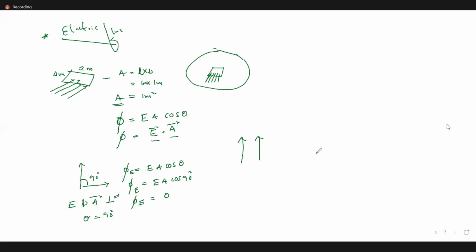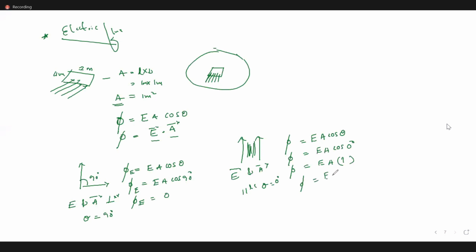Next, let me take the electric field like this and the area vector also like this. Through that, the maximum number of electric lines can pass through this area, right? So phi E is equal to EA cos theta. When the E vector and area vector are parallel, theta is equal to 0 degrees. Then phi is equal to E into A cos 0, and cos 0 means 1. So phi is equal to EA. This is your maximum value.